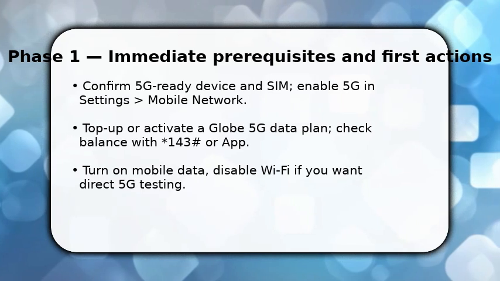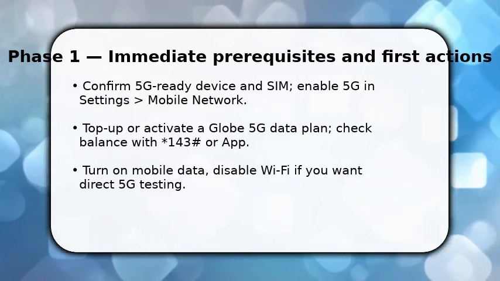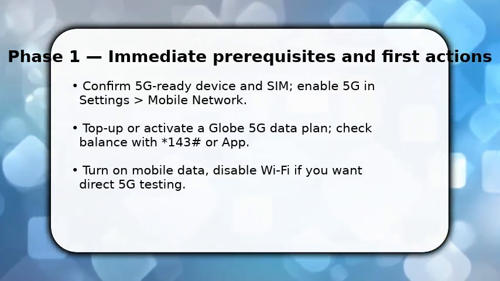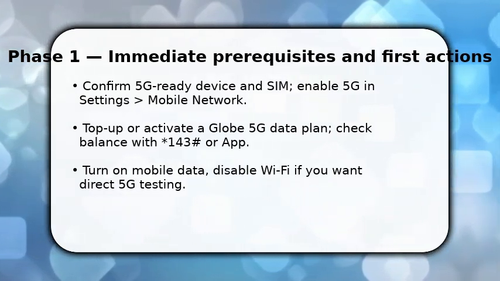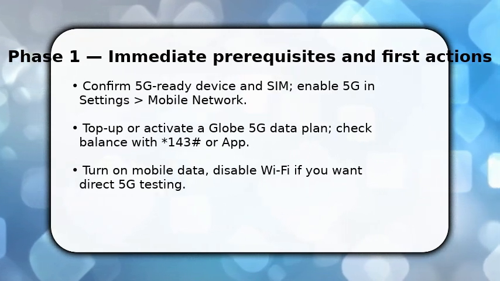You start by confirming hardware and service. Make sure your phone is 5G capable and your SIM is provisioned for 5G. Then, enable 5G in Settings, Mobile Network, so the device can use higher bands.